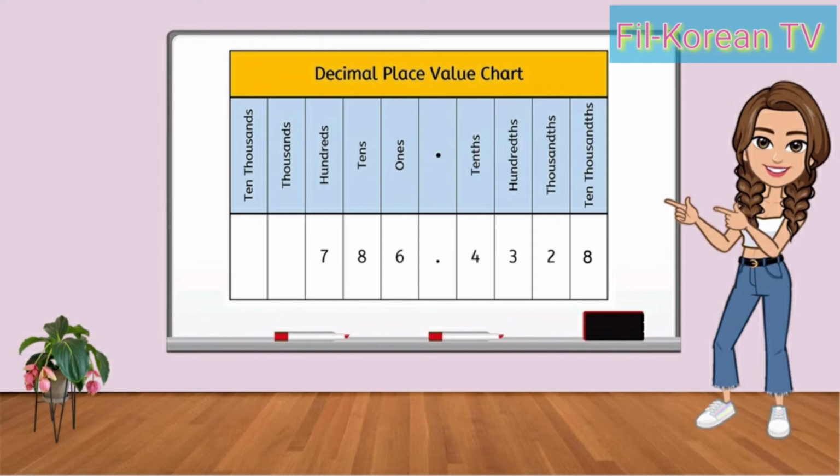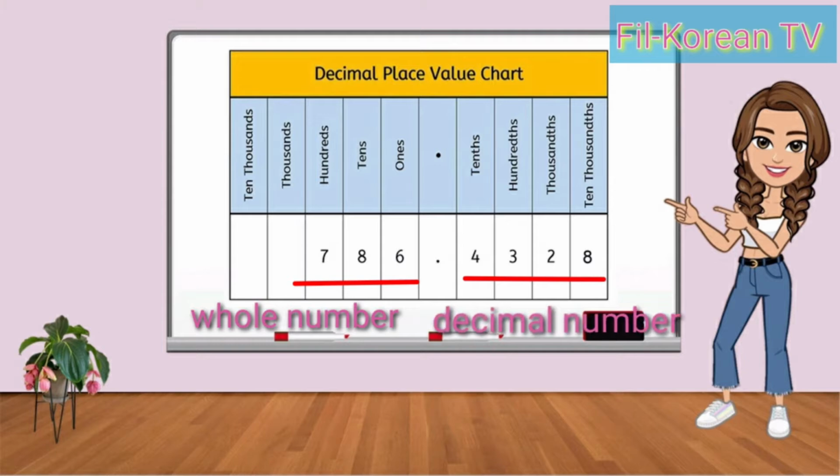Now, let us examine the decimal place value chart. The given number is 786 and 4,328 ten-thousandths. The words ones, tens, hundreds, thousands, ten thousands, and tenths, hundredths, thousandths, ten thousandths are the place values. The period is the decimal point. The number to the left of the decimal point is the whole number, and the number to the right of the decimal point is the decimal number.